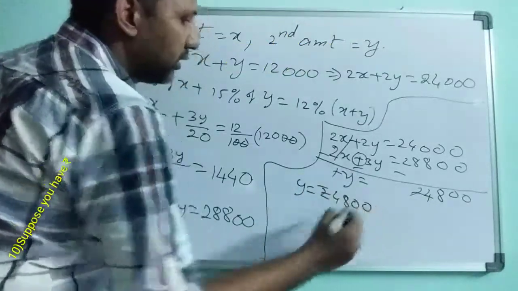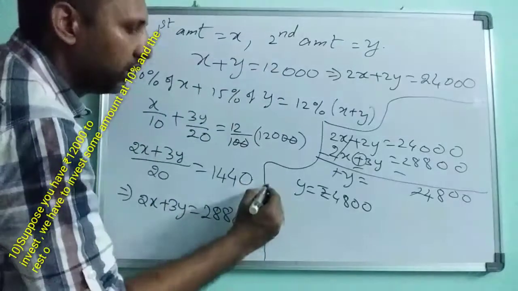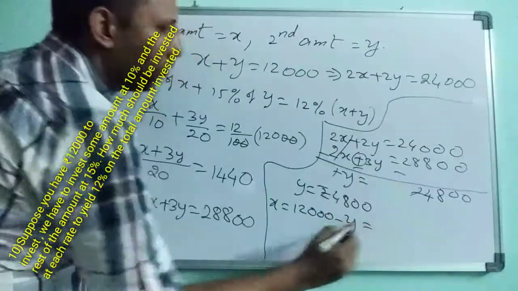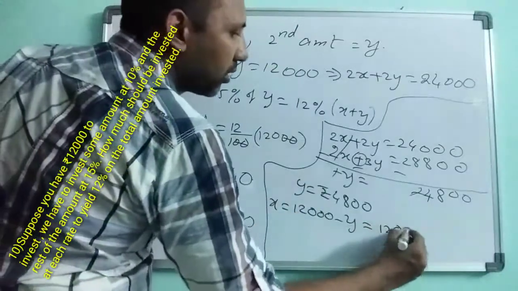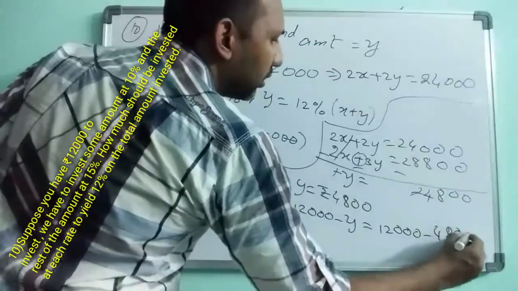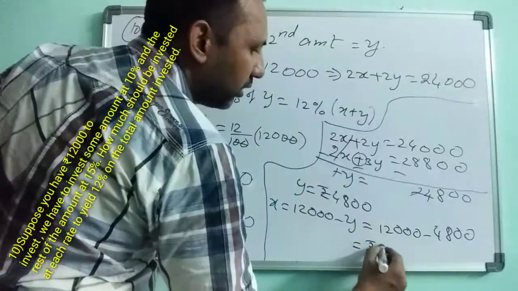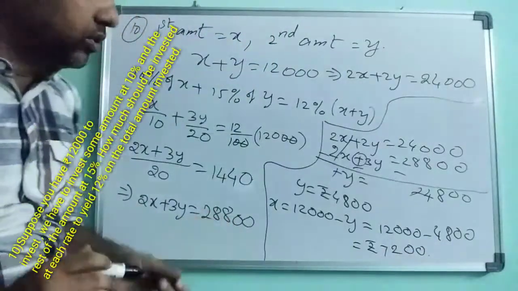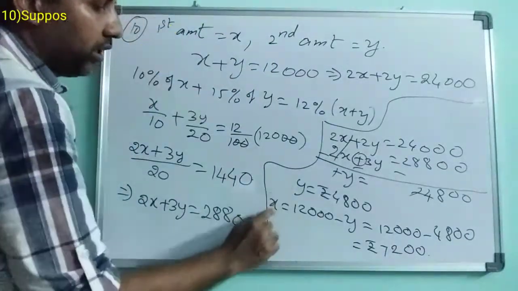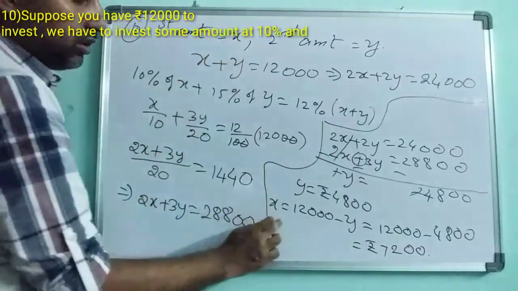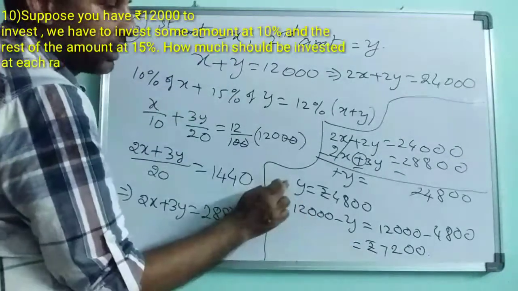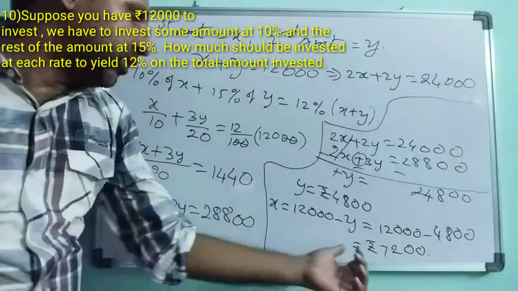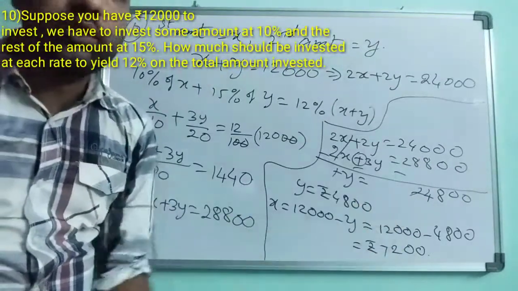4800 rupees. Here X plus Y is 12,000, so X is equal to 12,000 minus Y, which is 12,000 minus 4800, equal to 7200. So here we got X and Y. X is the first amount, 7,200 rupees. The second amount is 4,800 rupees. So the first investment is 7,200 rupees and the second is 4,800 rupees.